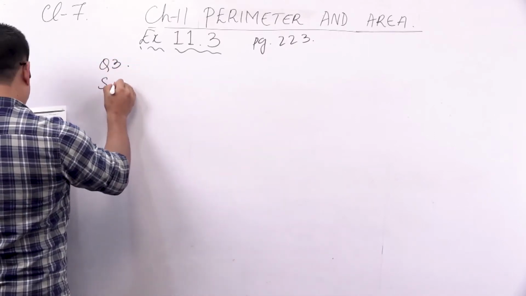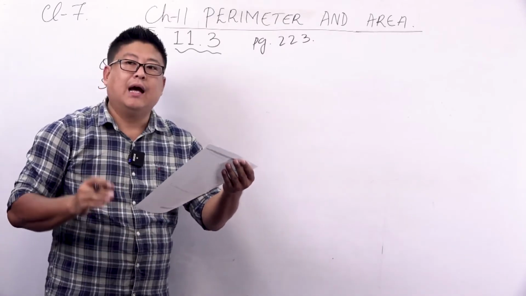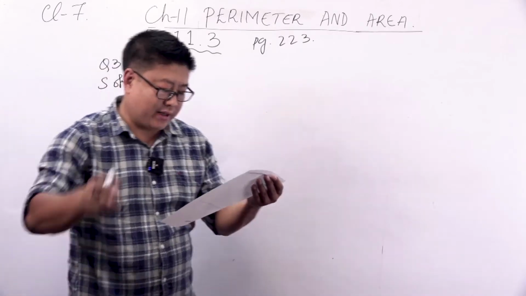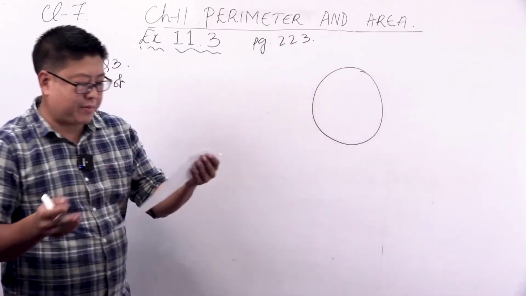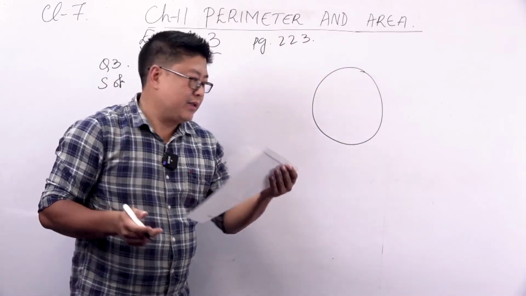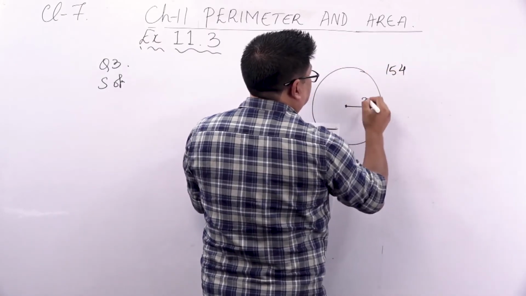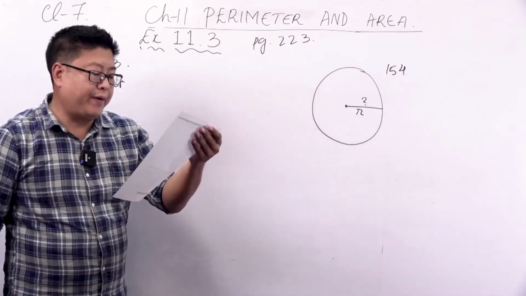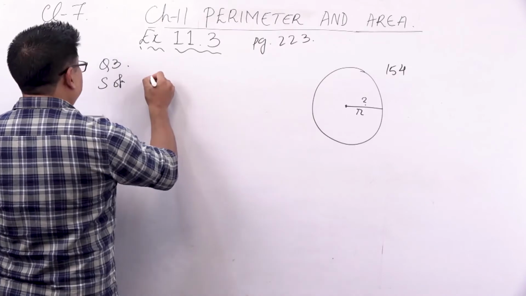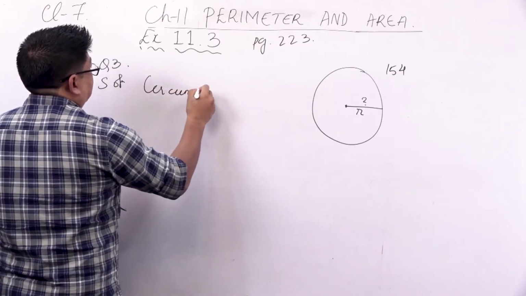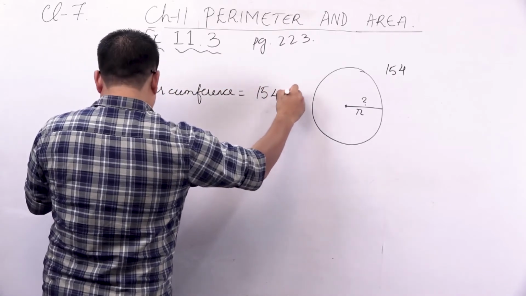Now, the question reads, if the circumference of a circular sheet is 154 meter, and circumference means this, the outside, okay? It's the same as perimeter. Find its radius. This circumference is this much. We have to find this, r, okay? Also find the area of the sheet. Take pi is equal to 22 by 7. So we have been given circumference is equal to 154 meter.